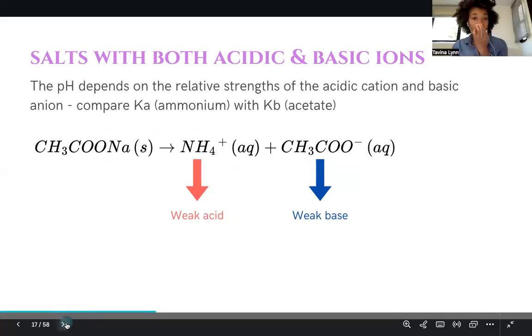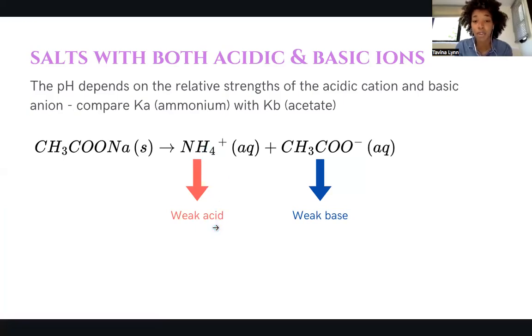In order to determine what the pH of such a solution would be, it would depend on the strength of the cation and the anion. The way that we would compare these relative strengths is by looking at their equilibrium constants, their Ka and Kb values. So ammonium, because it's a weak acid, is going to have an associated Ka value, and acetate, because it is a base, will have an associated Kb value. So we would compare the Ka and the Kb to determine what the pH of the solution will be.